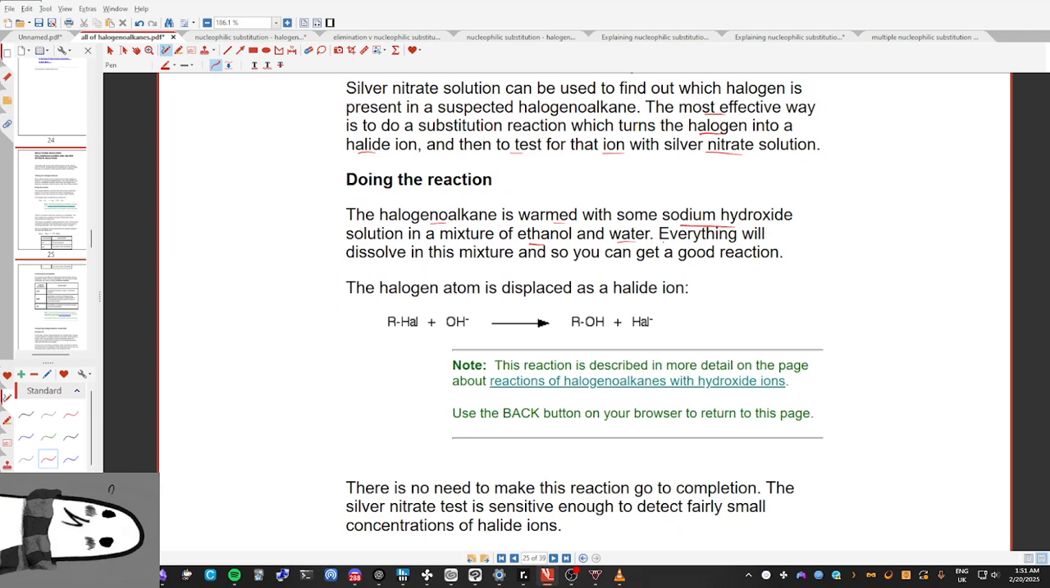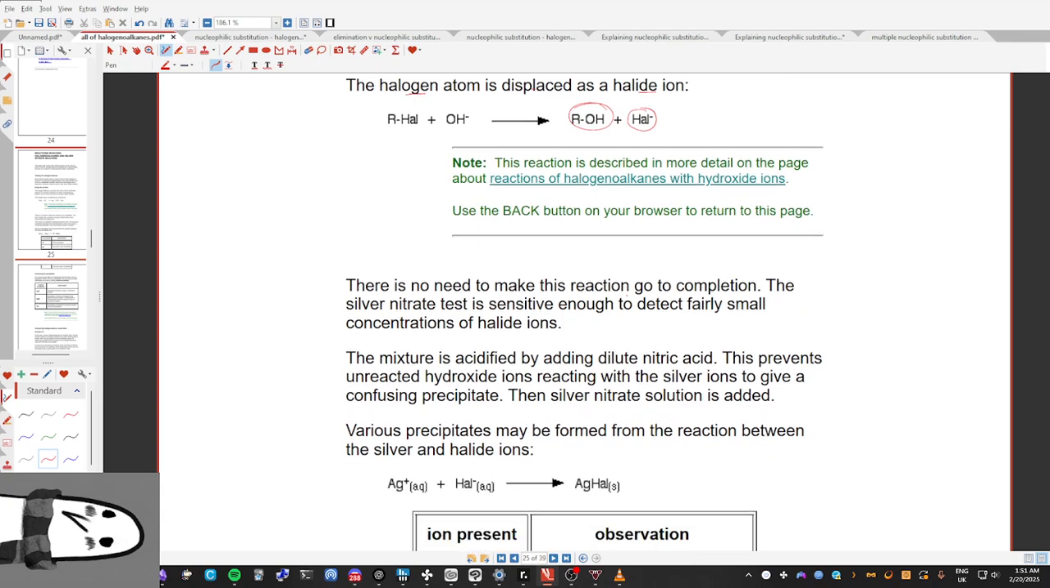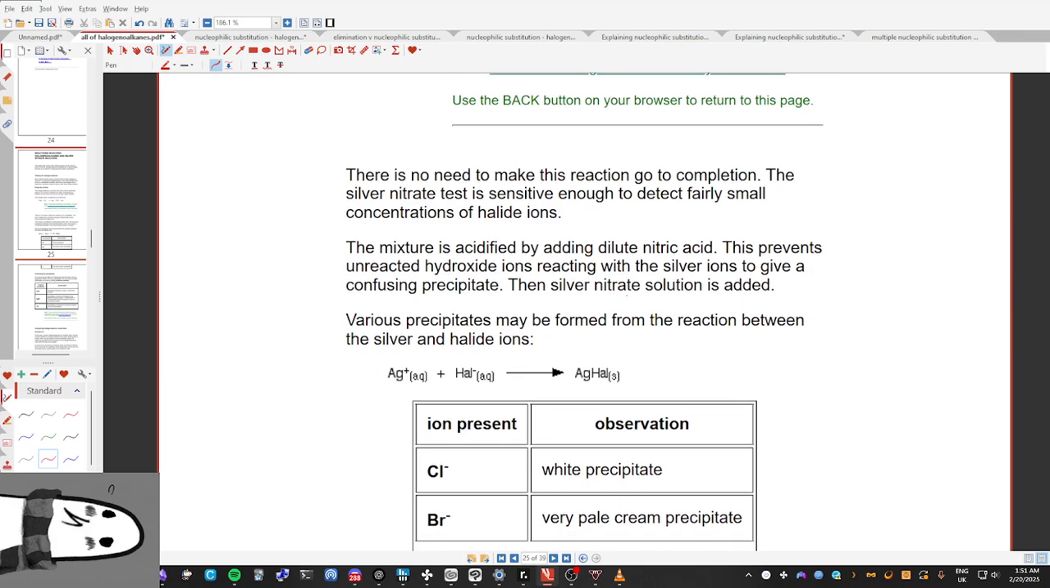Everything will dissolve in this mixture and you can get a good reaction. So the halogen atom is displaced as a halide ion. So you get the alcohol and you get the halide ion. There's no need to make this reaction go to completion. Silver nitrate is sensitive enough to detect fairly small amounts.